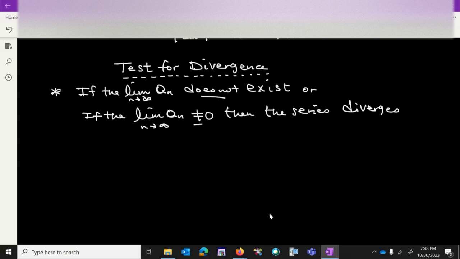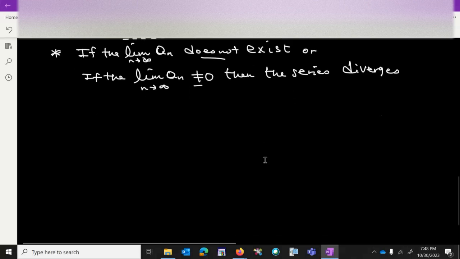If it is equal to 0, we don't know anything about that. We will talk about that in another video. All we have to focus on here is the test for divergence. Our main concern is if it doesn't exist, or if it is different from 0, it's diverging. When it is equal to 0, that's another story. It may diverge or converge. We will talk about that one in another video.